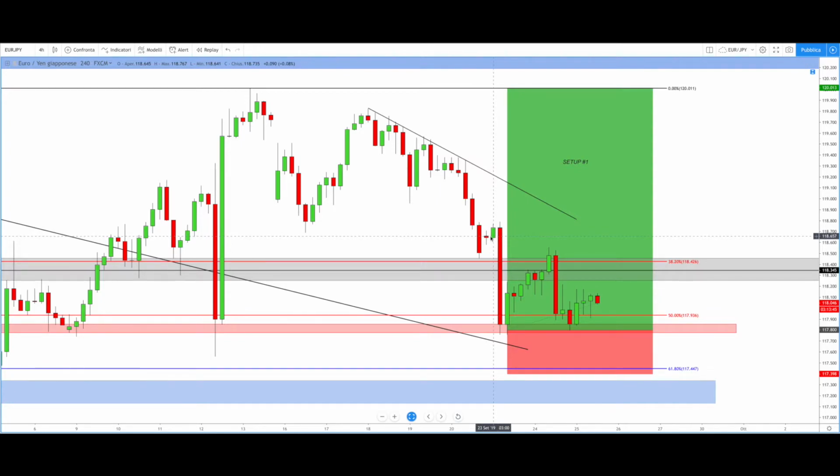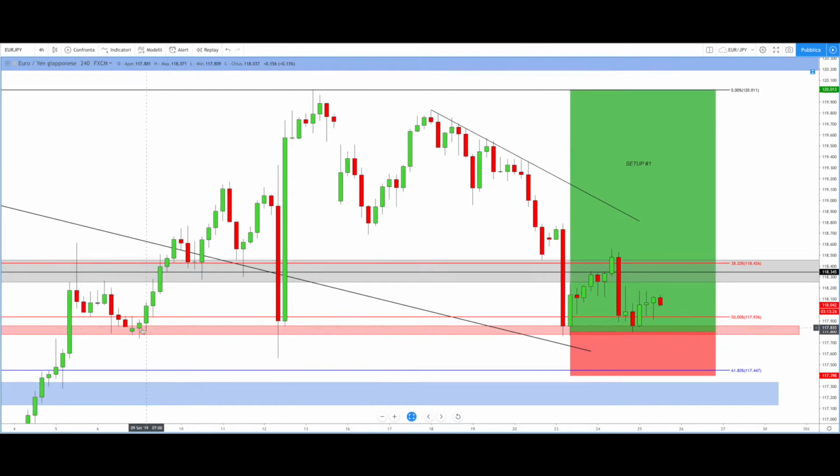and I explained that I prefer to not use orders on Euro Japanese yen but wait for a clear bullish signal. We can see that the price tried to go higher, but immediately after the weekly opening the price formed this huge bearish engulfing candle that brought the price to touch this slowdown area for the first time.